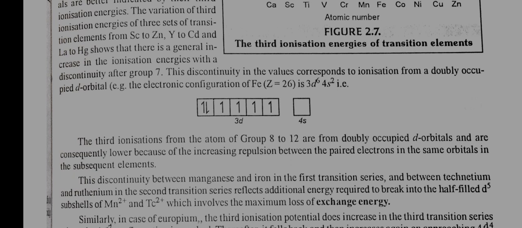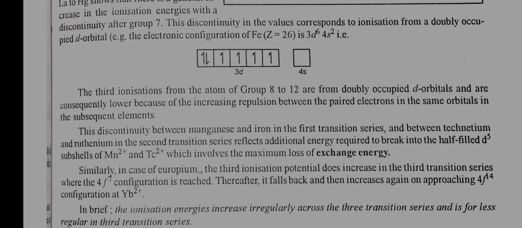The third ionizations from the atoms of group 8 to 12 are from doubly occupied d orbitals and are consequently lower because of the increasing repulsion between the paired electrons in the same orbital in the subsequent elements. This discontinuity between manganese and iron in the first transition series, and between technetium and ruthenium in the second transition series, reflects the additional energy required to break into the half-filled d5 subshells of Mn2+ and Tc2+, which involves the maximum loss of exchange energy.